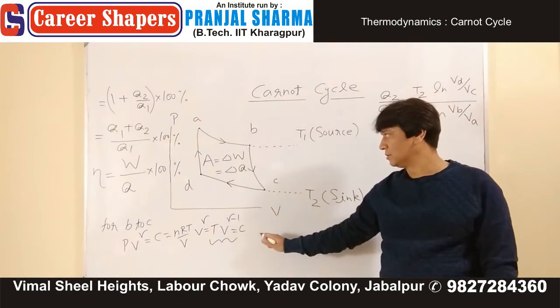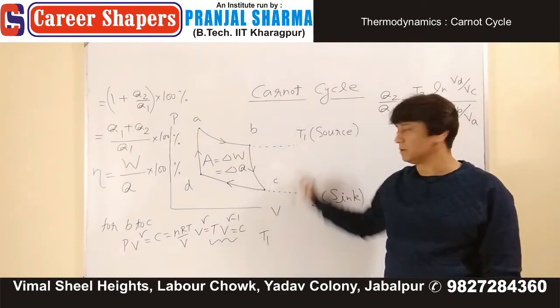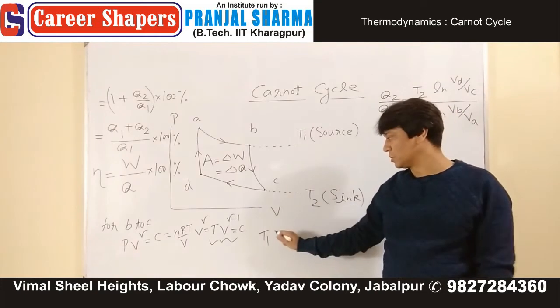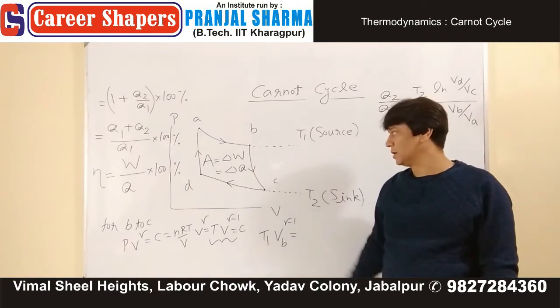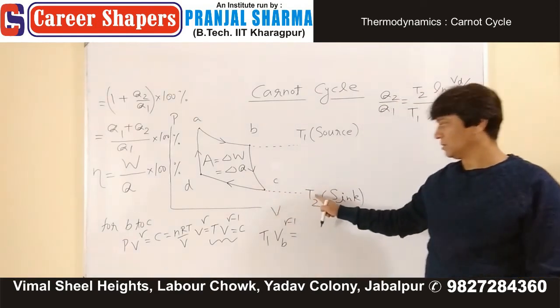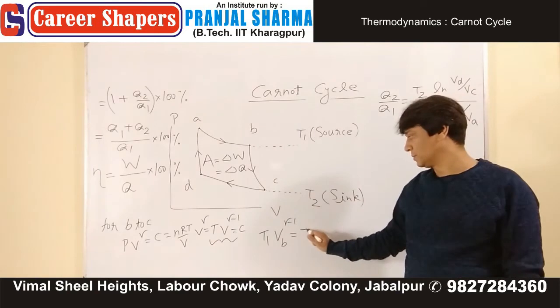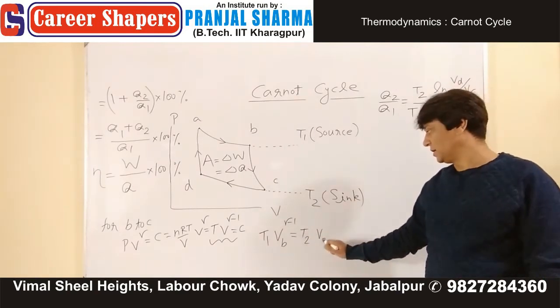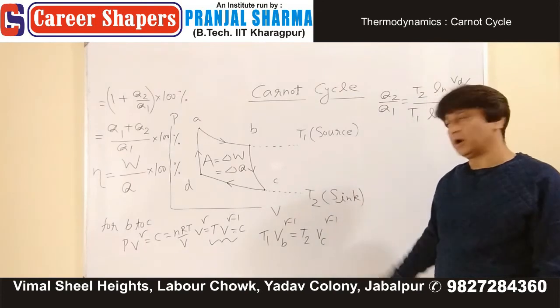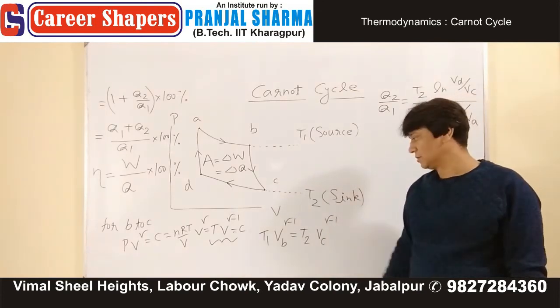Temperature T1, volume VB to the power gamma minus 1 is equal to temperature T2, volume VC to the power gamma minus 1.